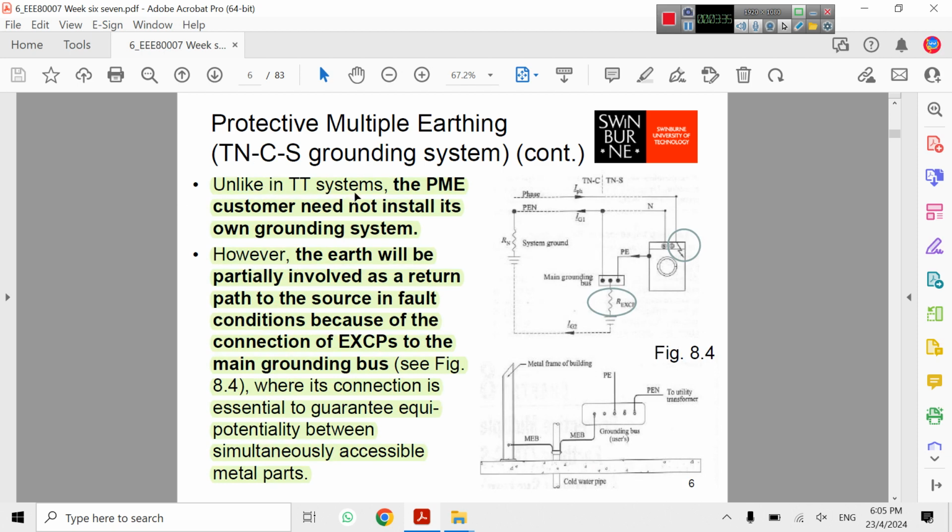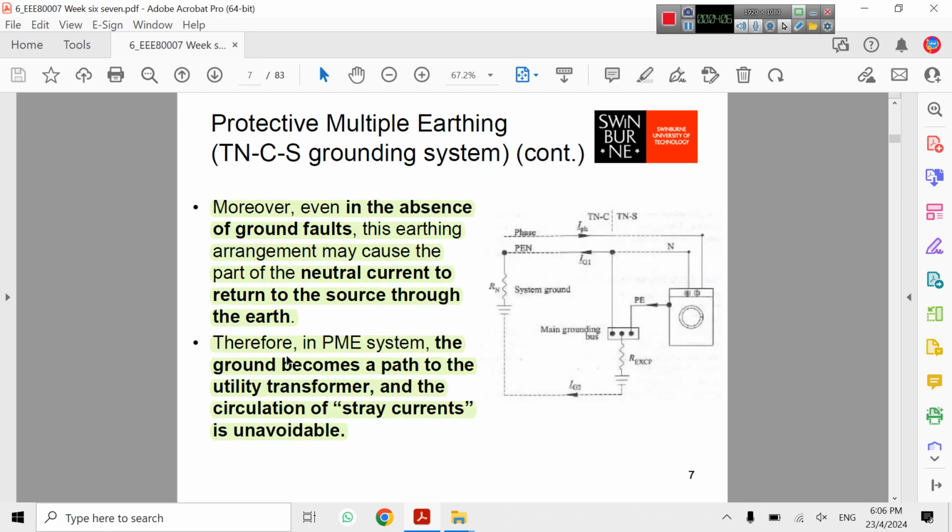Unlike in the TT system, the PME customer need not install its own grounding system. However, the earth will be partially involved as a return path to the source in the fault condition because of the connection of the exposed conductive parts to the main grounding bus. You can see right here. Where it connects is essential to guarantee equipotential between simultaneously accessible metal parts.